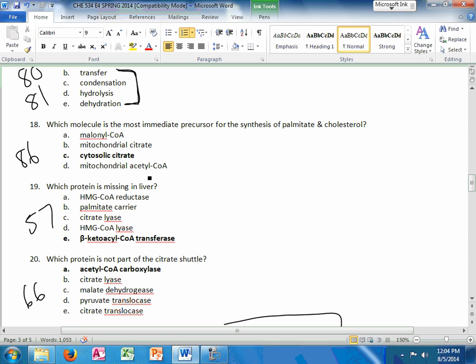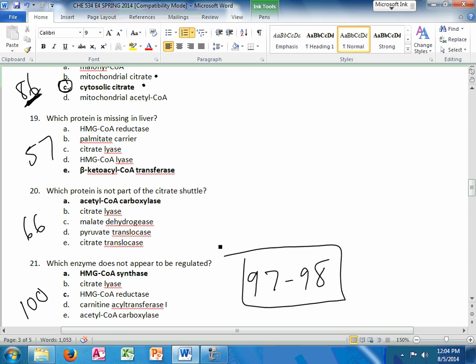Which molecule is the most immediate precursor for the synthesis of palmitate and cholesterol? So we know palmitate and cholesterol are both synthesized in the cytosol. So it's weird how we gave both a mitochondrial and a cytosolic version of it. If you see on slide 86, it shows the locations of where everything happens. So make sure to know that slide really well. Most likely we'll be pulling a question from it. The protein missing in the liver is the CoA transferase. See on slide 57, that's the reason why the liver can't use the ketone bodies it creates.